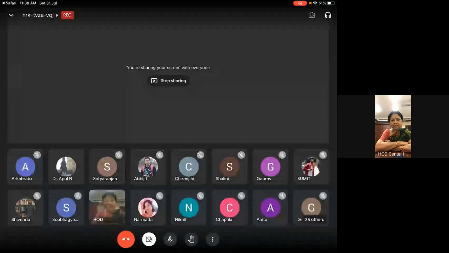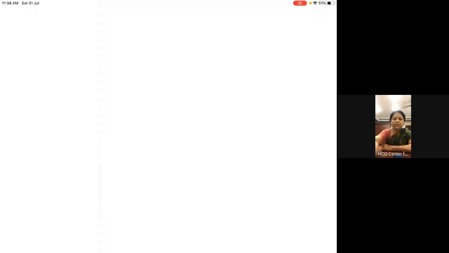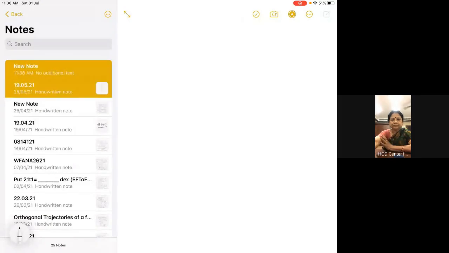So I hope my screen is visible. Yeah, it's visible. Okay. So today I'll be speaking on certain applications, basically certain tools in functional analysis, which will be used to tackle the existence and multiplicity problems in PDEs, especially the elliptic PDEs.